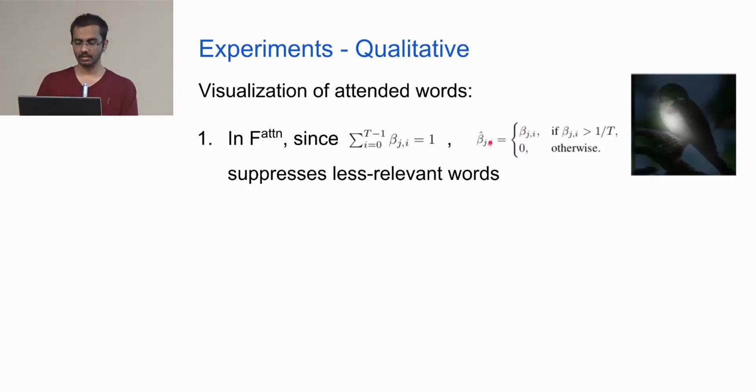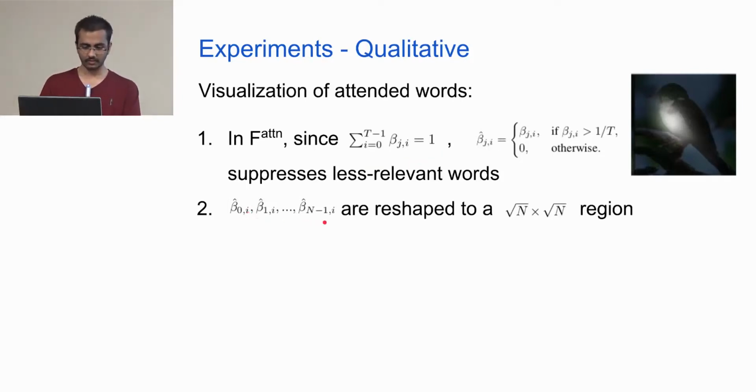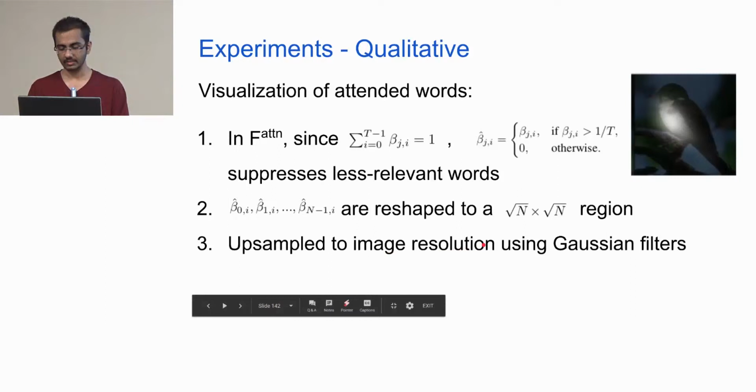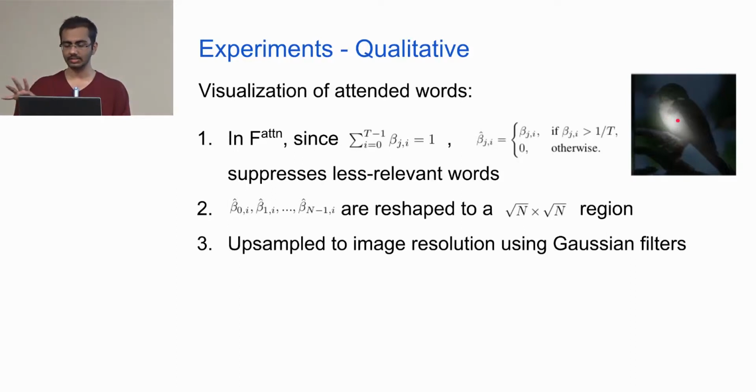This is your beta cap ji, which means for one sub-region and one word at a time. So you would have it for all the sub-regions and for all the words. We do this for all the sub-regions, as you can see here, 0, 1 till n-1. So for a particular word, you have all the sub-regions and you reshape that. These are n scalar values and you reshape them to a root n by root n region. So if you have 289 features, that is 17 by 17. So you have a 17 by 17 image patch, and then you keep upsampling it to match the image resolution by using Gaussian filters. So you see the most attentive region might be somewhere here, and they have used Gaussian filters to get this smooth curve of attention.